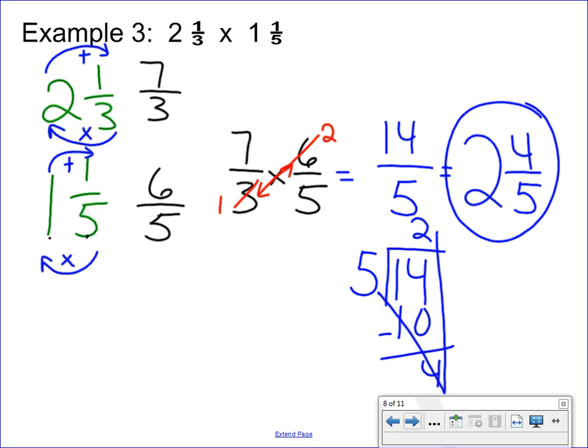But it's just one way that you can make life easier on yourself and deal with some smaller numbers. We all would rather be multiplying and dividing with smaller numbers than larger numbers. Let's take a look at another example.